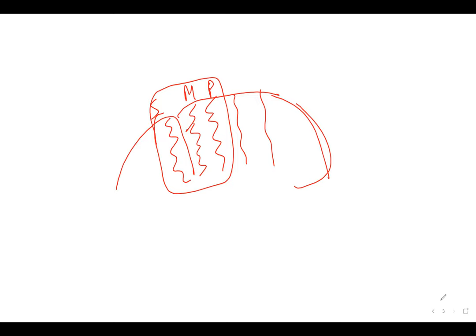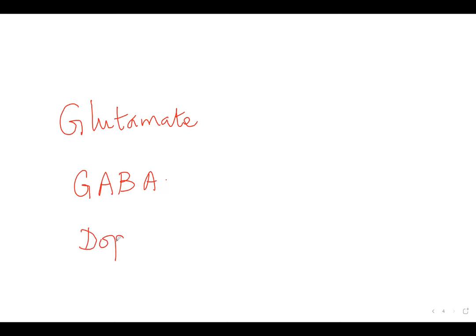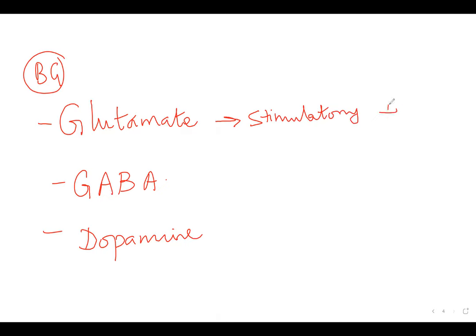Now, what are the various neurotransmitters involved? Glutamate, okay? Gamma amino butyric acid, dopamine are the neurotransmitters involved in the BG. There are several neurotransmitters, but as far as we are concerned in the basal ganglia, we have three types of neurotransmitters: glutamate, GABA, and dopamine. Glutamate is stimulatory or excitatory. GABA is inhibitory.